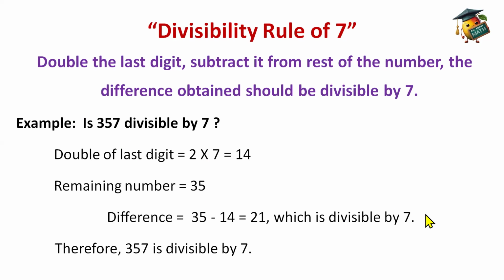So what are you doing? Two main steps. Double the last digit and subtract it from the remaining number. And if it is divisible by 7, then the given number is also divisible by 7. So there are only two steps, that is, double and the difference from the rest of the number.